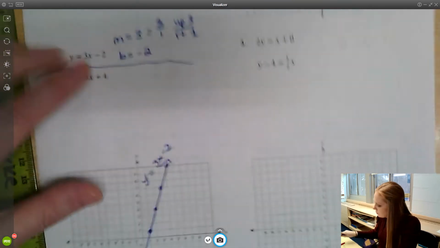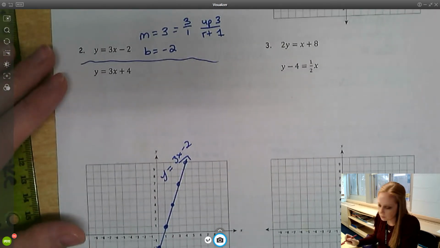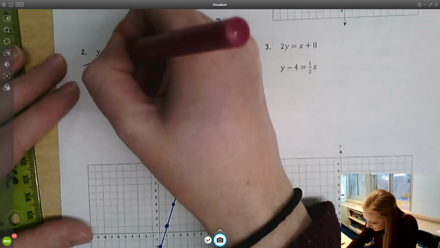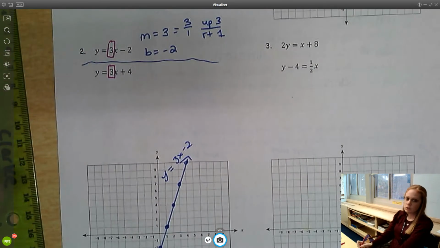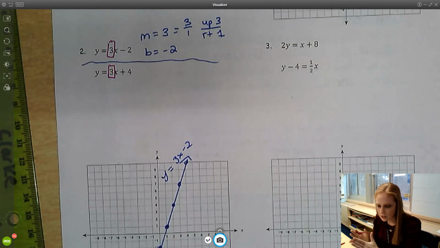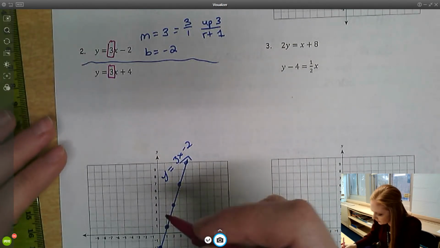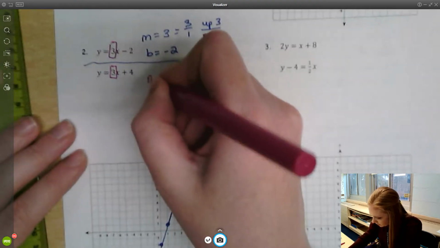Okay, now let's look at our next one. This one is y equals 3x plus 4. So I noticed already that they have the same slope. When you have the same slope, we learned that that means they're going to be parallel and never intersect. So I already know that this is going to be no solution. But let's do it anyway.